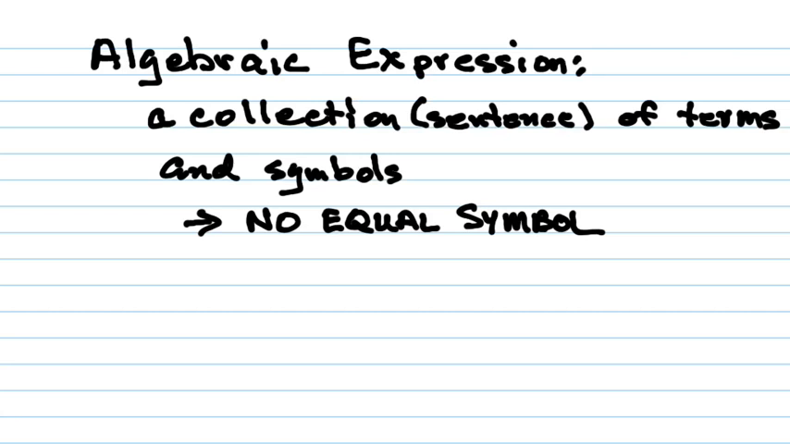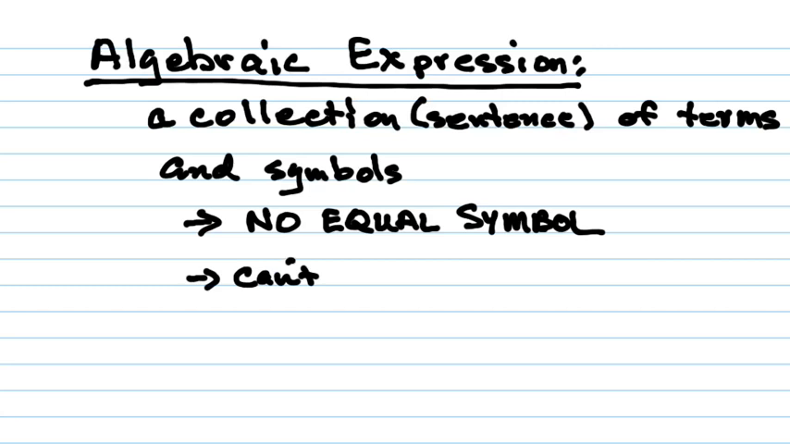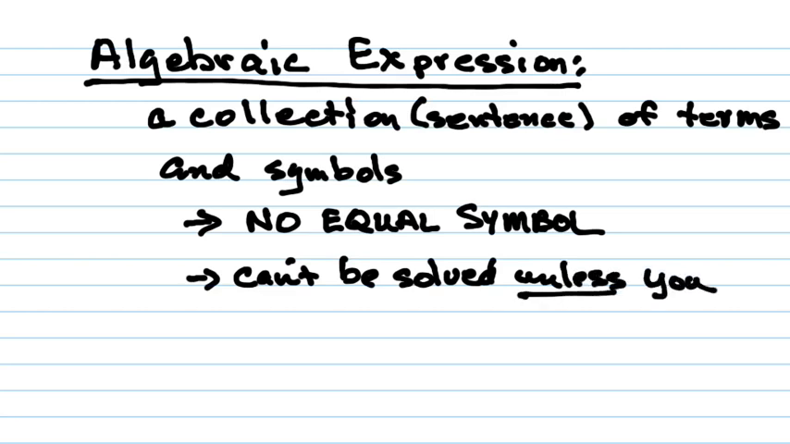Now, expressions, because they don't have an equal symbol, can't be solved unless you know every value. In other words, I know that A is 5, so I can do the problem, right? Because I know that I can replace the A with the 5 and do the math. But if I don't know A is 5, I can't put anything in place of A. I just have to leave it as A. So I can't solve it and get just a numerical answer.